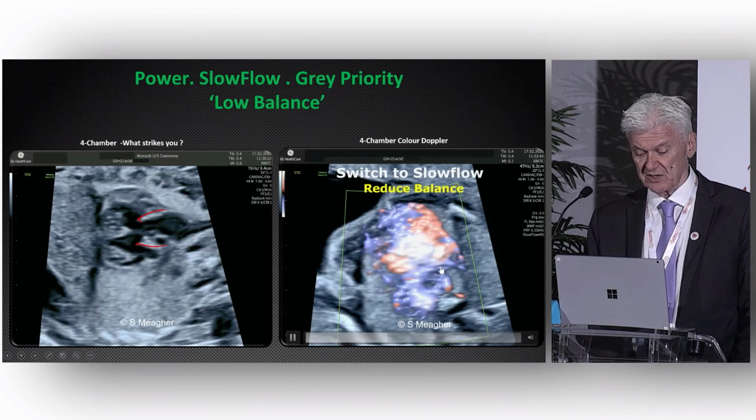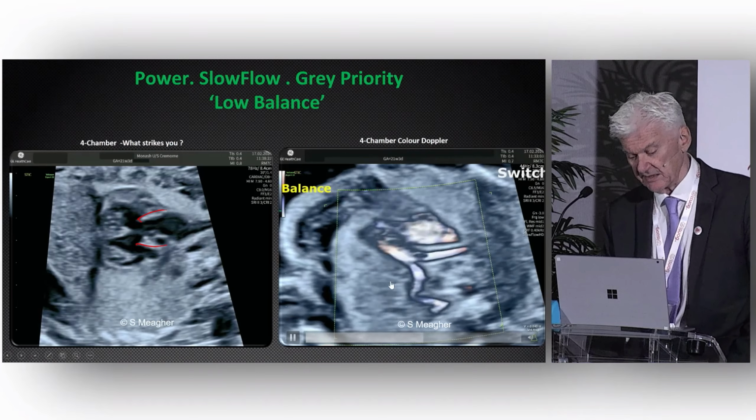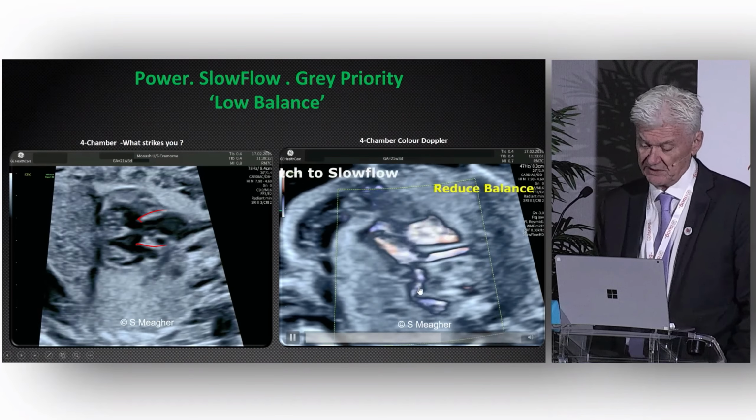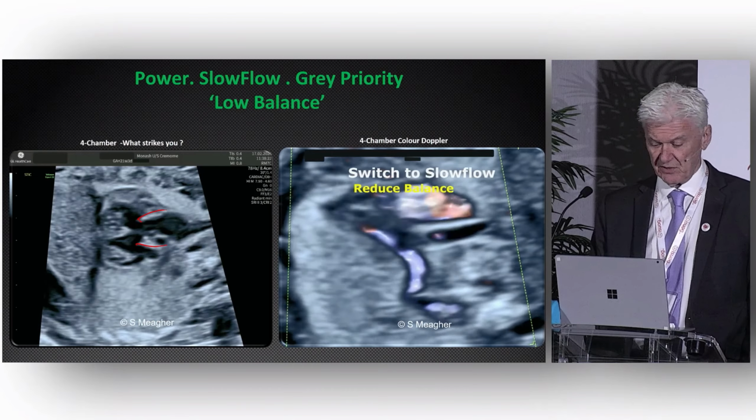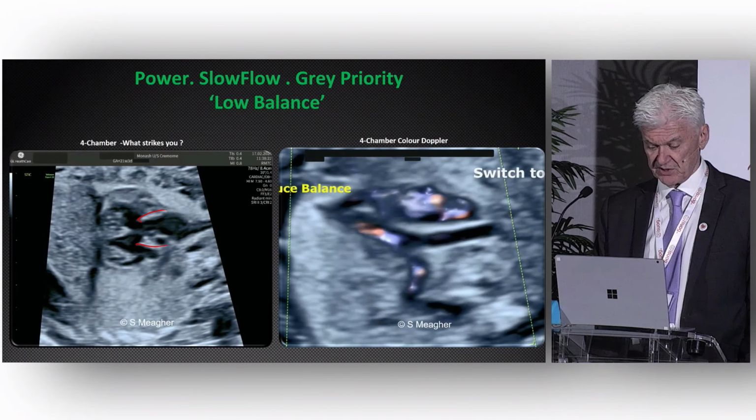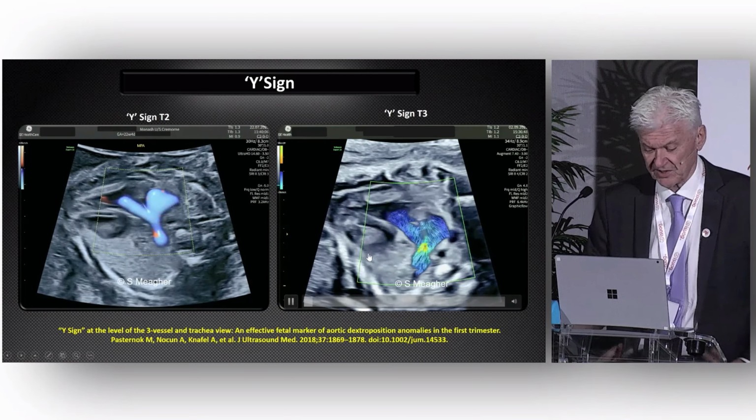As I use slow flow, you get this terrible interference, but then once you turn down your balance, you get that nice clarity and definition of your branch pulmonary arteries in a baby with Tetralogy of Fallot with a moderate degree of pulmonary stenosis. So we will Z-score these, and we will follow these through the pregnancy.